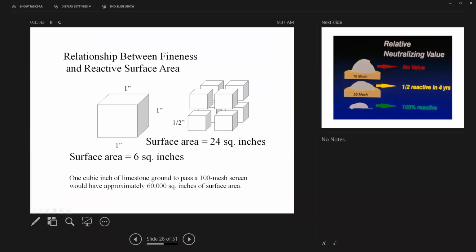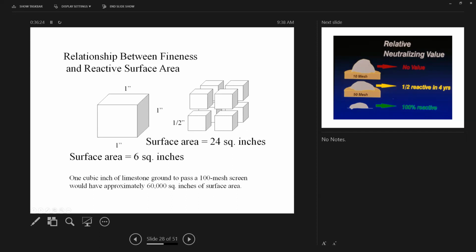This is just looking at another example of how fineness matters. If I have a 1-inch square of limestone, it comes down to surface area. There's 1 inch here, 1 inch here. There are 6 sides to a cube, so I have 6 square inches of surface area with this 1-inch cube. Now, if I take a knife or a saw and split this 1-inch cube this way and then this way, I make 8 quarter-inch cubes.